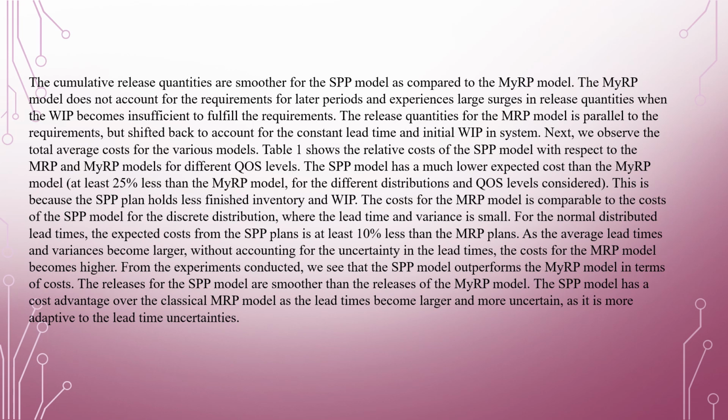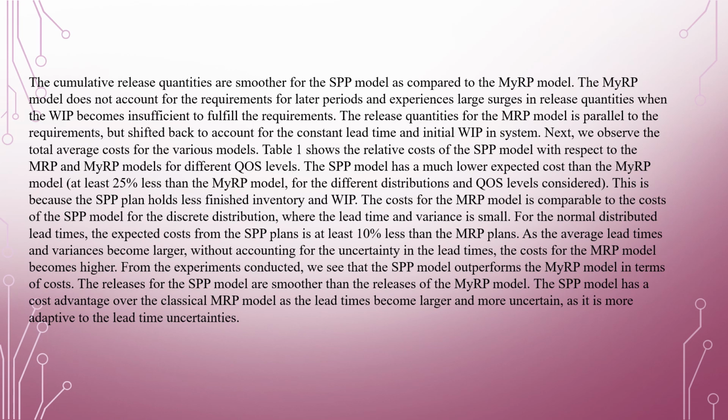The cost for the MRP model is comparable to the cost of the SPP model for the discrete distribution, where the lead time and variance are small. For the normal distributed lead times, the expected cost from the SPP plans is at least 10% less than the MRP plans, as the average lead times and variances become larger. Without accounting for the uncertainty in the lead times, the cost for the MRP model becomes higher.